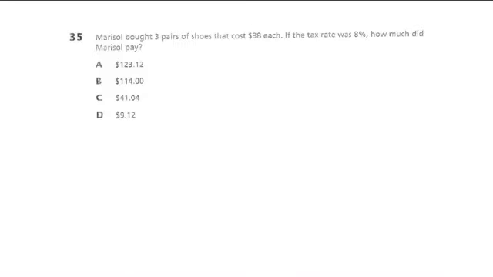Okay, number 35. Okay, in this question we're told she bought 3 pairs of shoes and it cost 38 each. And we're told there's a rate of 8% and it wants to know how much did she pay. So first of all, $38 per pair. She bought 3 of them.